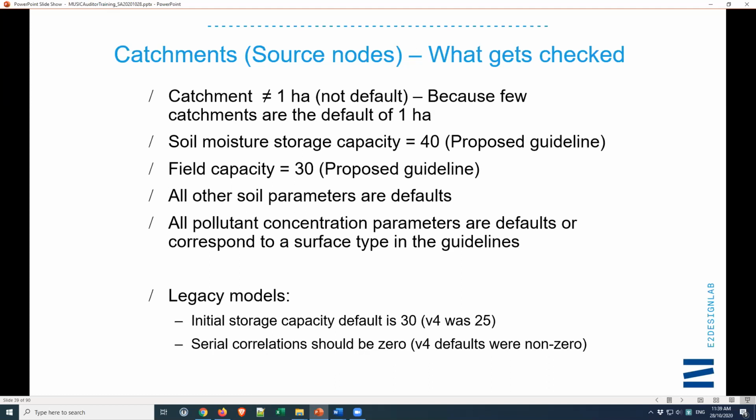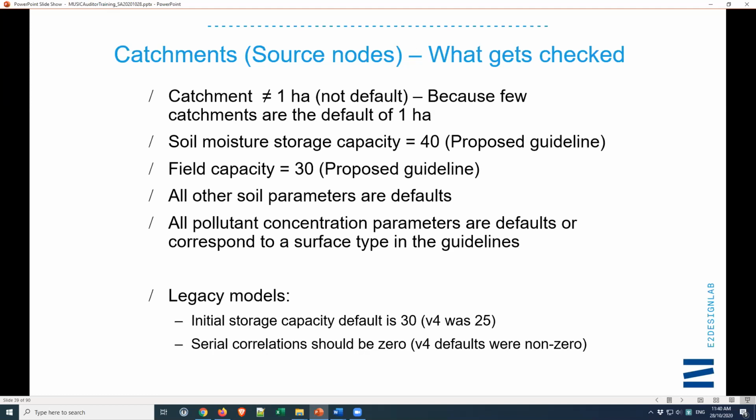We then check the pollutant concentrations, and again, we're looking to see that they're the defaults in MUSIC, or alternately, that they correspond to a particular surface type that's been set out in the guidelines. The guidelines provide for different surface types, including roof, road, and general impervious or pervious, and they have a set of pollutant concentrations for each of those. So if someone's using those parameters, then we let them go through as well.